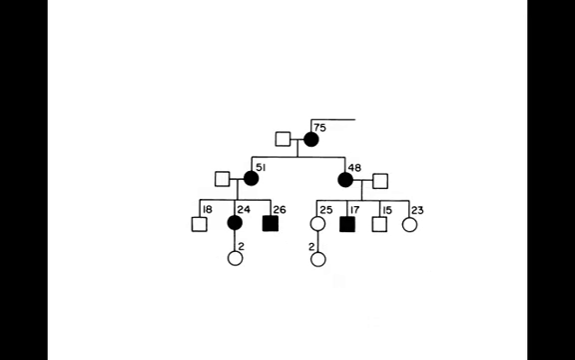In a pedigree, males are represented by squares, females by circles. Affected individuals are represented by filled symbols, carriers by half-filled symbols, and unaffected individuals by open symbols.